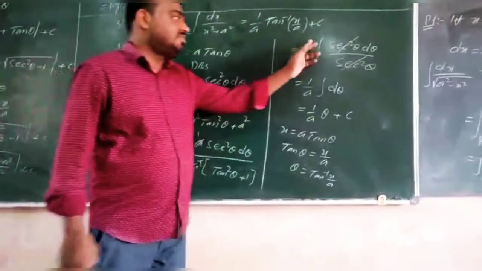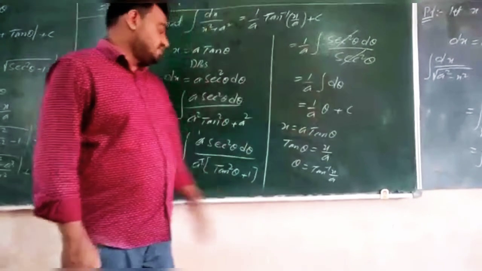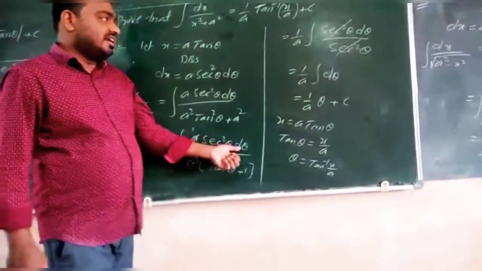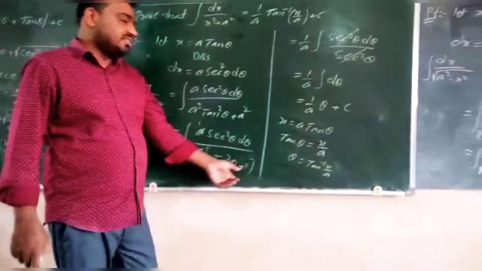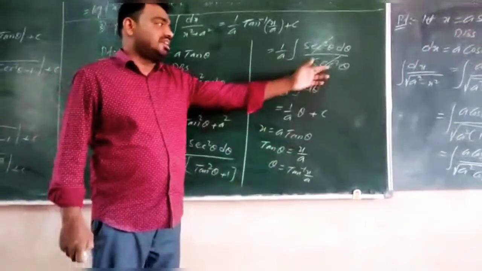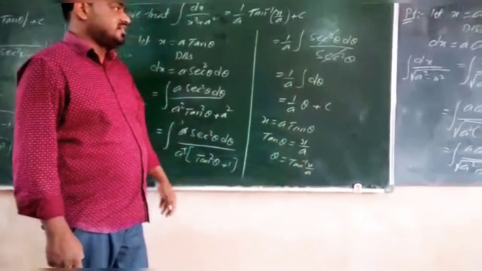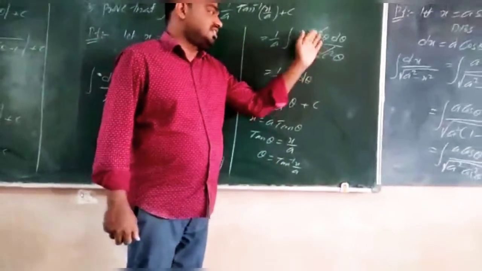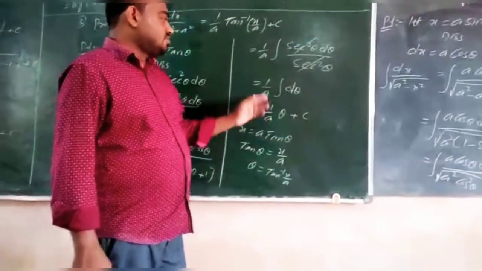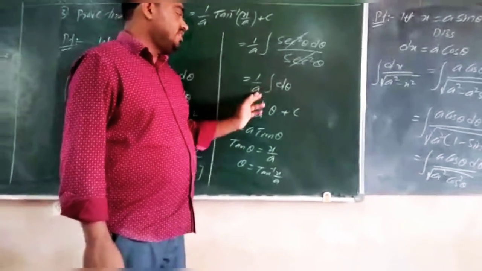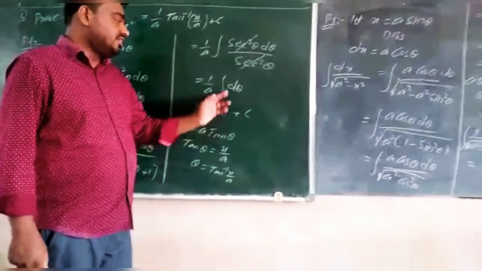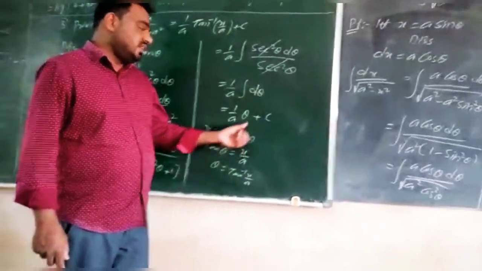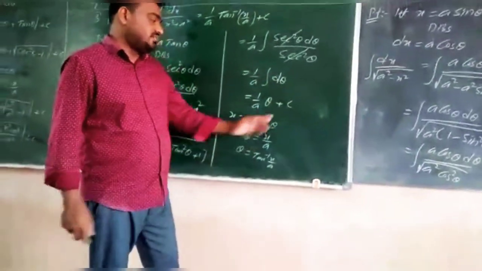1 by a, a constant before the integral. That is integration of secant square theta d theta in the numerator. Denominator tan square theta plus 1 is equal to what? That is equal to secant square theta from trigonometric identities. Now secant square theta gets cancelled. So that is equal to 1 by a into integration of d theta. Integration of d theta is equal to what? Theta plus c, the integral constant plus c.